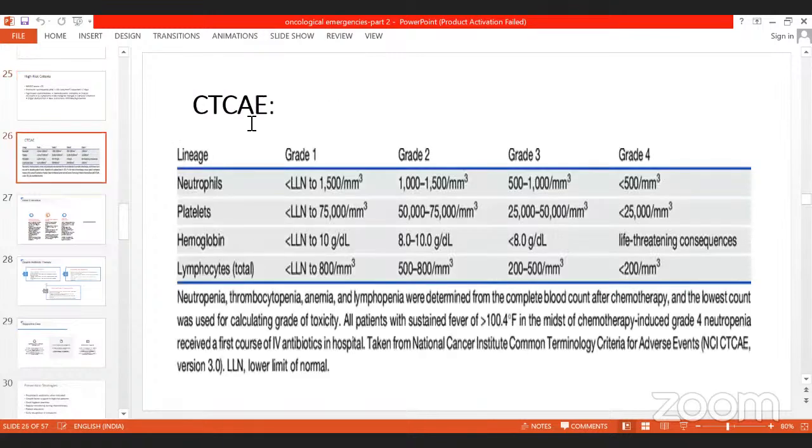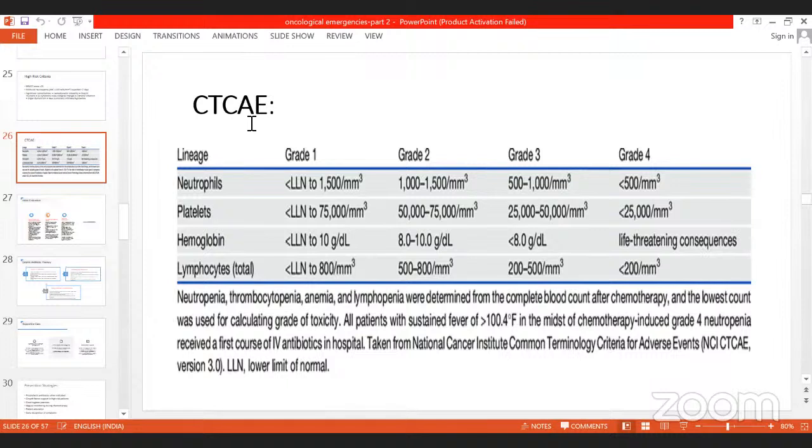CTCAE is the Common Terminology Criteria for Adverse Events, which is followed for most of the adverse effects in oncology. So whatever is the adverse effect, we grade them according to the CTCAE. So here in febrile neutropenia, before coming to febrile neutropenia, we call it neutropenia. We have the ANC grading. So whenever the ANC is up to 1500 is grade 1, 1000 to 1500 is grade 2, 500 to 1000 is grade 3, and less than 500 with a persistent temperature is called grade 4 or febrile neutropenia.